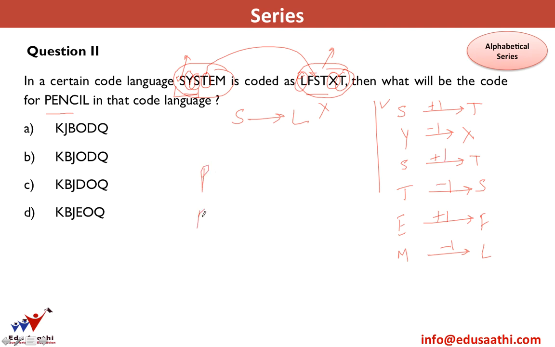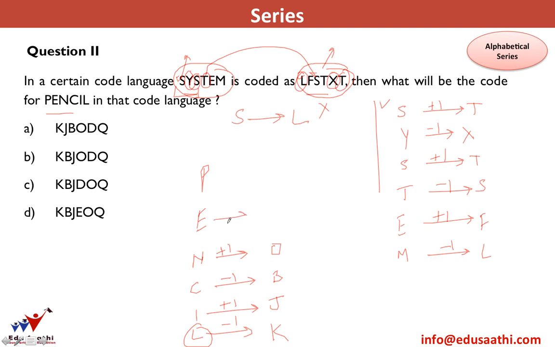I have P, E, N, C, I, L. Now for this L, I will do a minus 1 as here. So this gives me K. For this I, I'll do a plus 1. So this is J. For C, I'll do a minus 1. So this gives me B. For N, I'll do a plus 1.